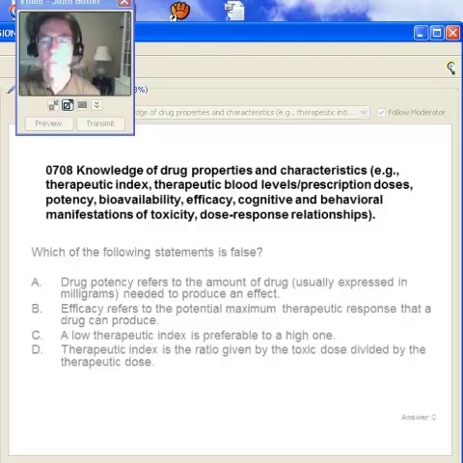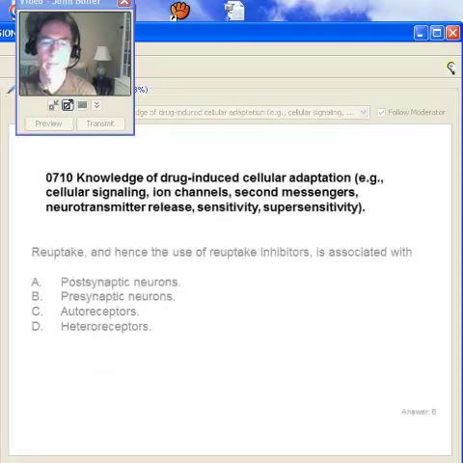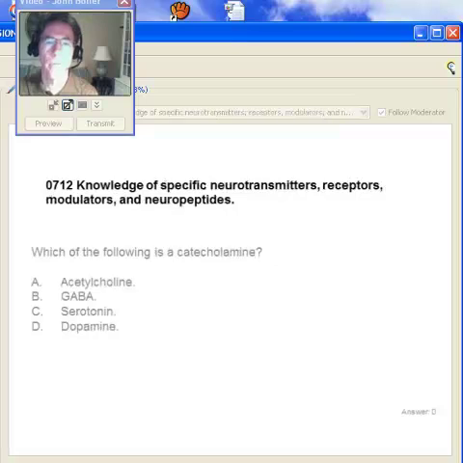Drug properties and characteristics of therapeutic index, therapeutic blood levels, prescription doses, potency, bioavailability, efficacy, cognitive and behavioral manifestations of toxicity, and dose response relationships. It's a big category. And we have cellular adaptation, cellular signaling, ion channels, second messengers, neurotransmitters, sensitivity and supersensitivity. So these are some simple questions related to that. Okay, 12.